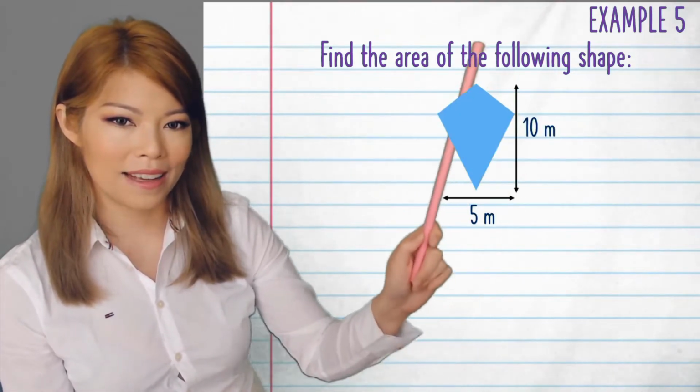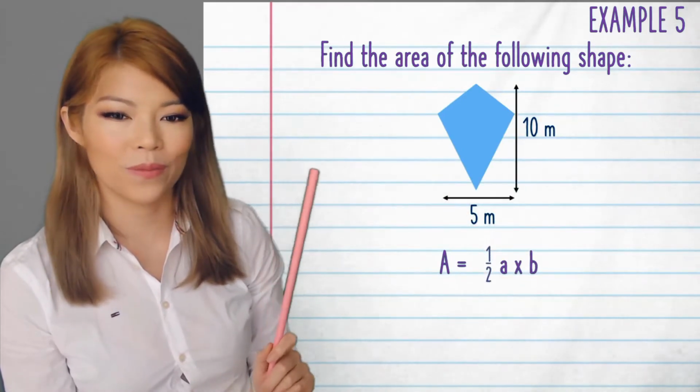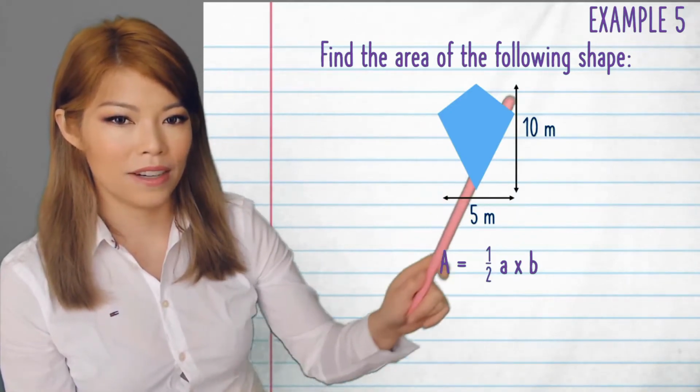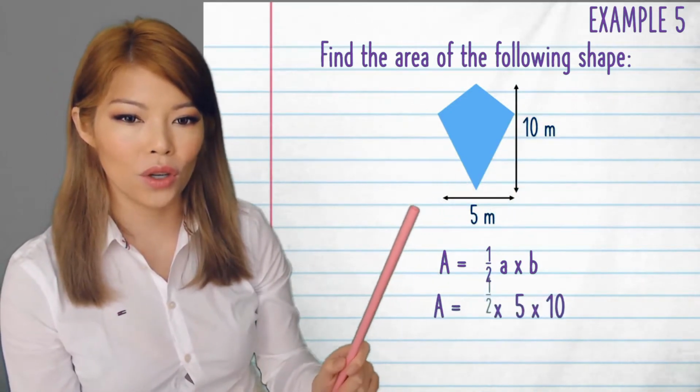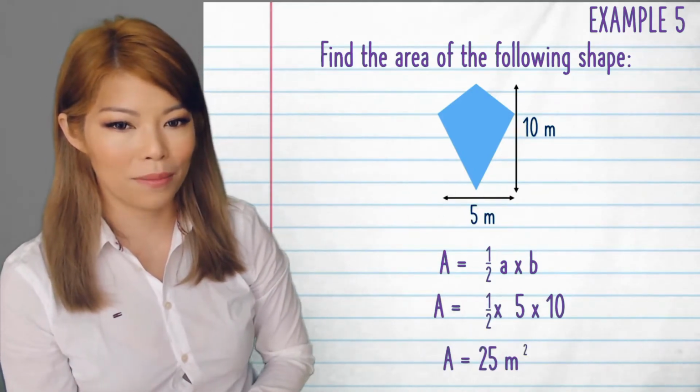Here we have A's and B's, so we have to multiply and divide by 2. Half A times B is the area of a kite. 5 times 10 divided by 2, or you can just do 5 times 5, which is 25 meters squared.